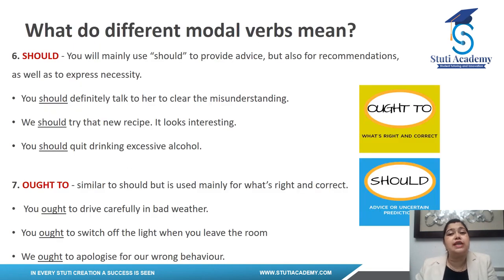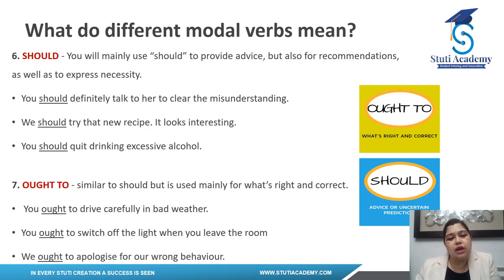Let's move on to the next set of modal verbs. Should. Now, what do you understand by this word should? Should is mainly used to provide advice, but it also gives you recommendations. And it also expresses the necessity of a particular thing. Now let's look at these sentences here and see how should is used.